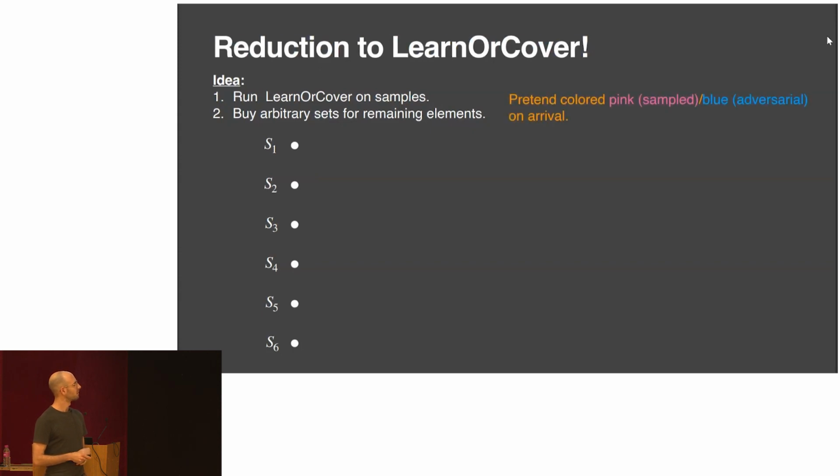And then for the remaining elements, some of them might still be uncovered, right? The ones that are revealed in adversarial order, we'll just buy an arbitrary set to cover any of those if they remain uncovered. Okay, so here's the idea for the analysis.